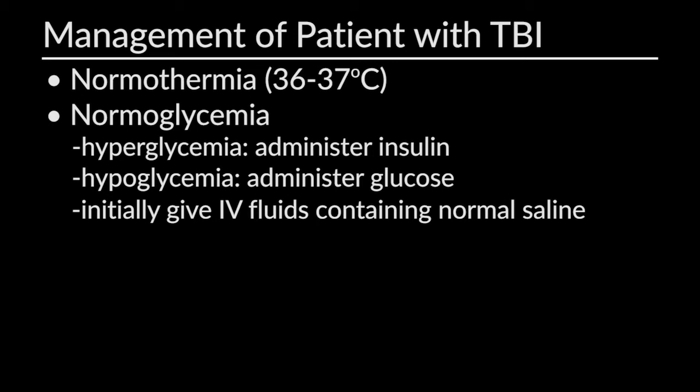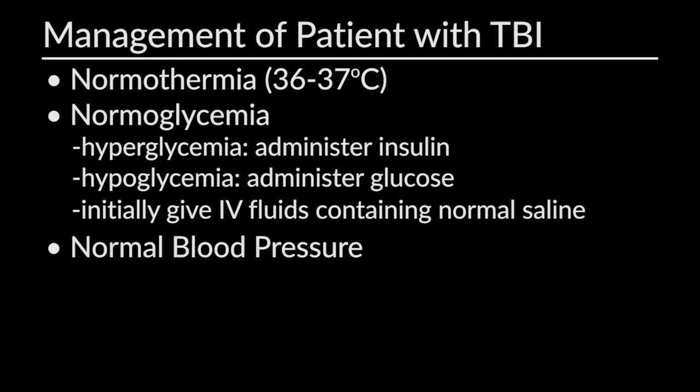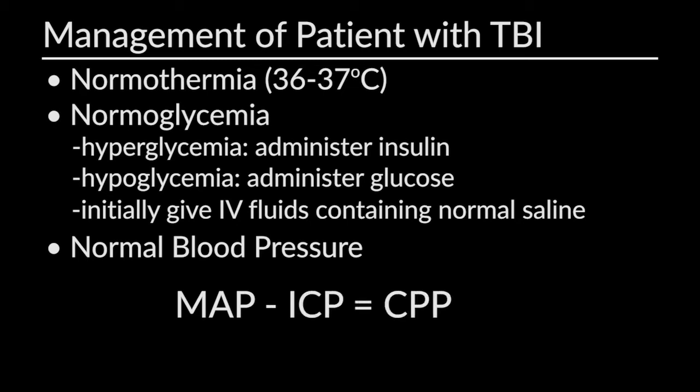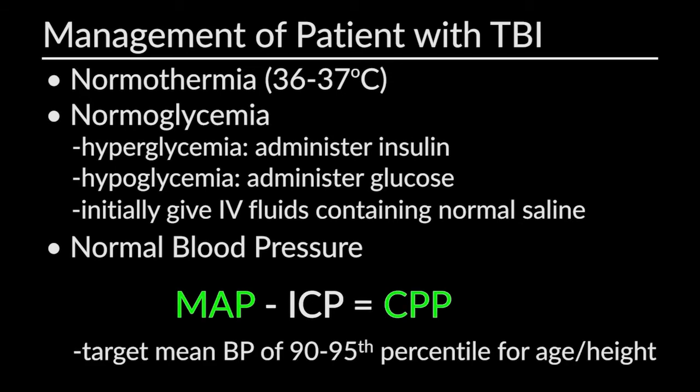The other thing that we like to target as normal upfront is blood pressure. So going back to our cerebral perfusion pressure equation, in which the mean arterial pressure minus the intracranial pressure is going to give you your cerebral perfusion pressure, we want to make sure that we have an appropriate mean arterial blood pressure to perfuse the brain in order to make sure that our cerebral perfusion pressure is at an appropriate target. So typically we target mean blood pressures that are going to be normal for age, and if that, about the 90th percentile for age and height based on the age of the child.